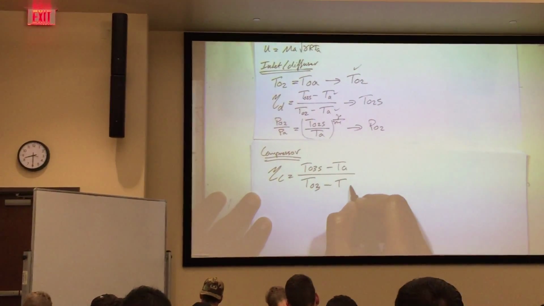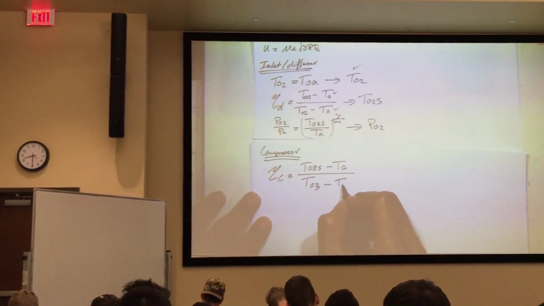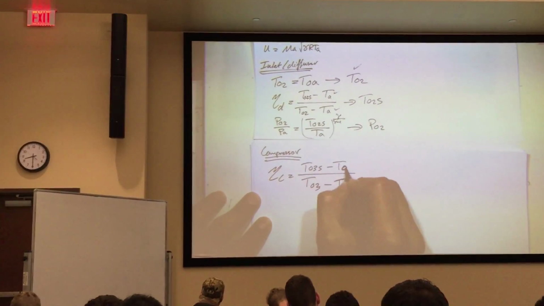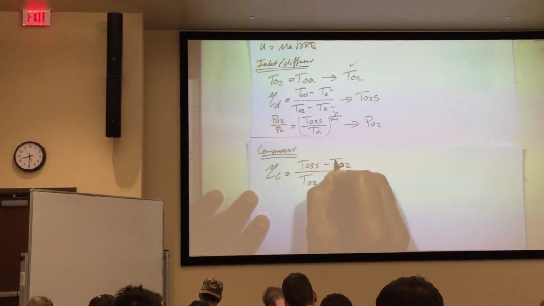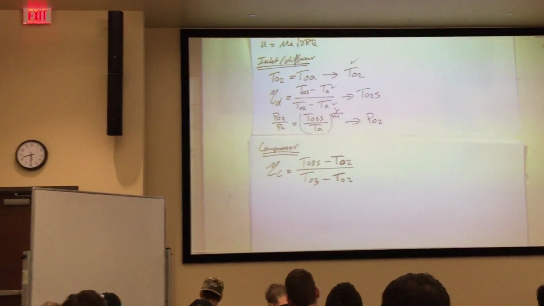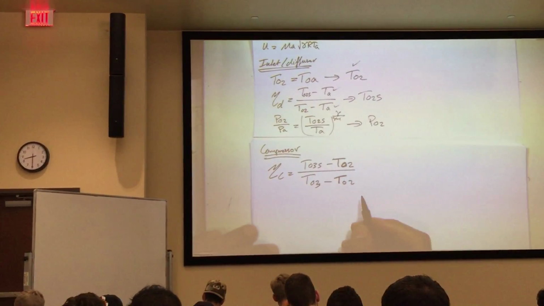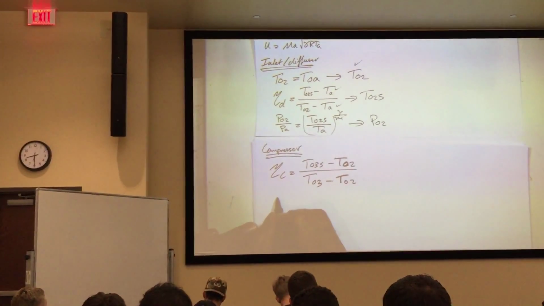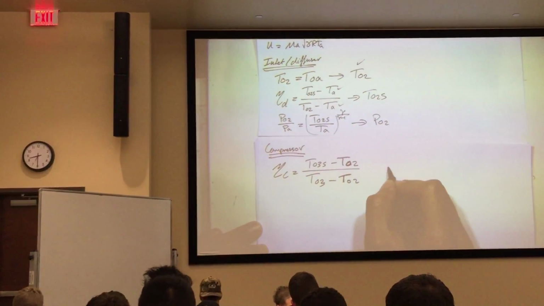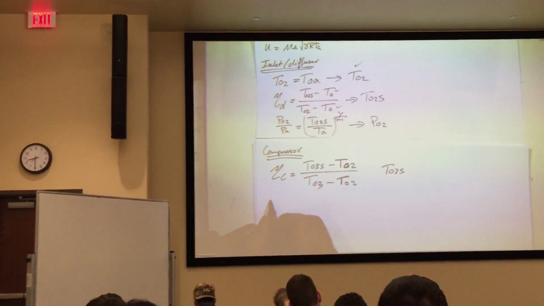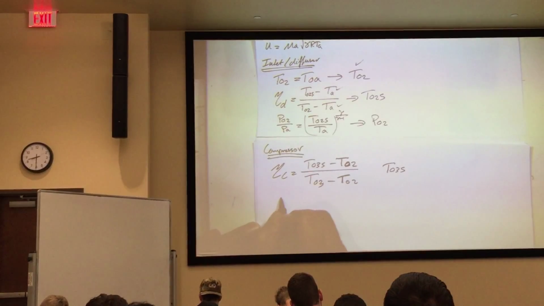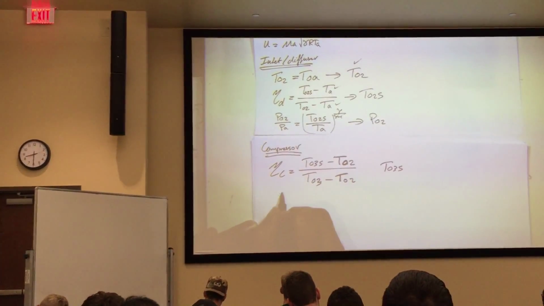Sorry, 3. Relative to, sorry, this is TO2. So from that, I can get my TO3S, and from that I can use my isentropic relations.